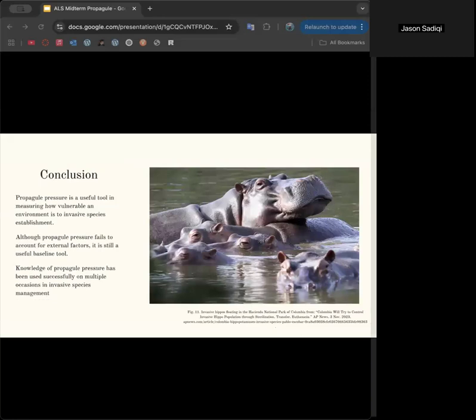And just to sum everything up, despite its flaws, propagule pressure is a very good tool in measuring how vulnerable an environment will be to invasion, as well as how we can prevent invasive species establishment in the future. Knowledge of propagule pressure can be and has been used to accurately explain species invasions on multiple different occasions, as well as how propagule pressure can be used in effective biological control acts.